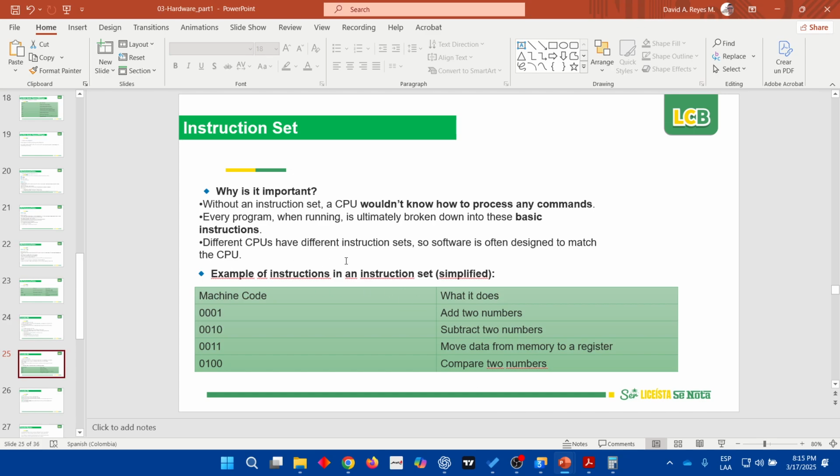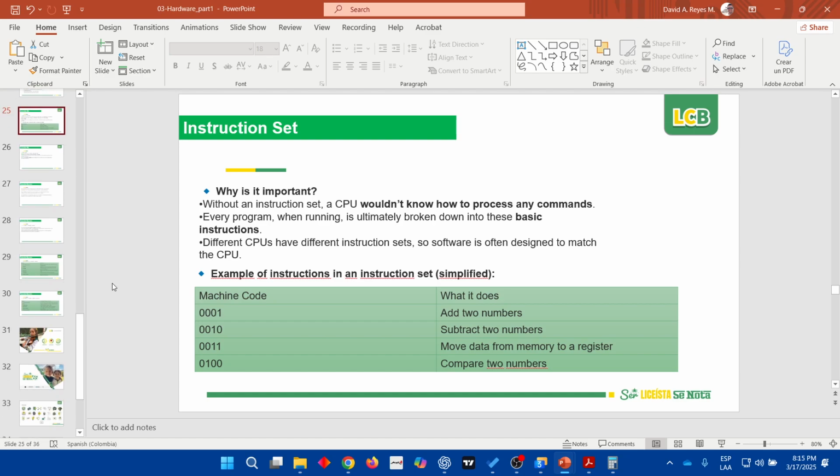Okay, this is an example of an instruction set, simplified. So opcode 0001: what it does, add two numbers. 0010: subtract two numbers. 0011: move data from memory to a register. This is just an example, okay? So you have the instruction in opcode, that means in binary, and obviously the computer is going to decode that information to understand what it's supposed to do, okay?